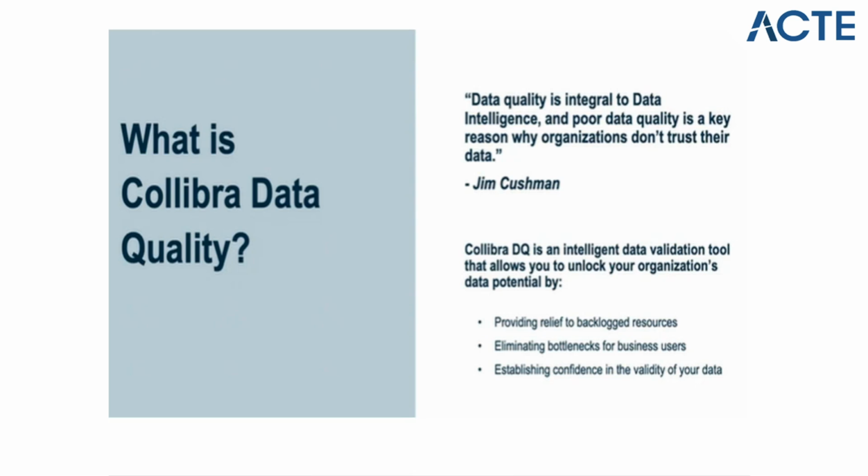Collibra's data quality provides these 3 features. It provides relief to the backlog of resources. For example, if we have some discrepancy in the resources and because of that we can't trust them, we keep them for repair and it becomes a backlog. We can repair it using Collibra DQ and make it ready to use. It also eliminates bottlenecks for business users. Business users can themselves configure the rules here, so there are no bottlenecks for each data set. They can independently create a data quality job and start validating. The elapsed time is reduced, and it establishes confidence in the validity of your data. For a particular table or column, while viewing the scorecard, we can see that this column and this table have this much data quality, so we can use it and it is good to go.